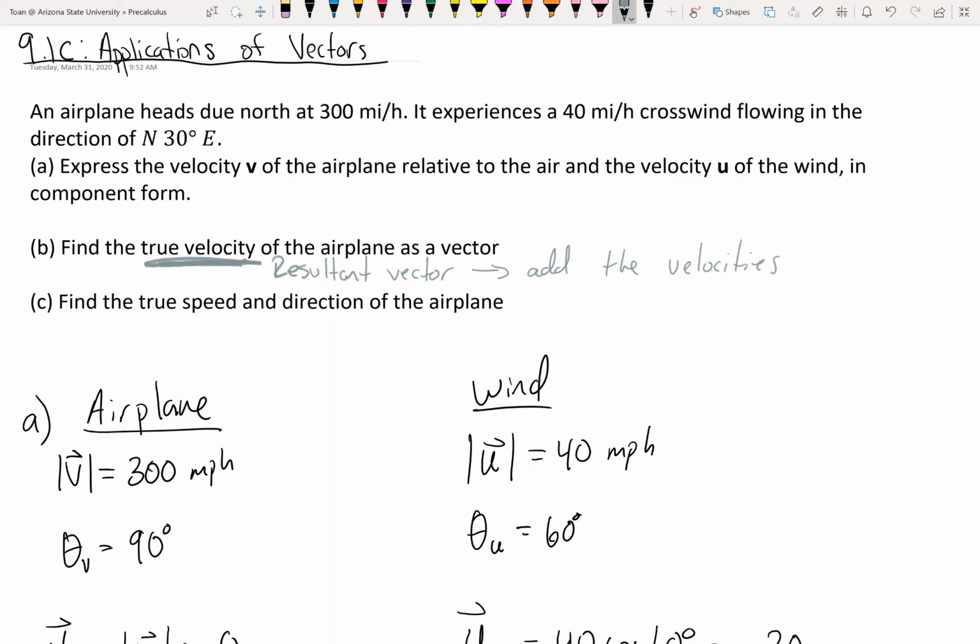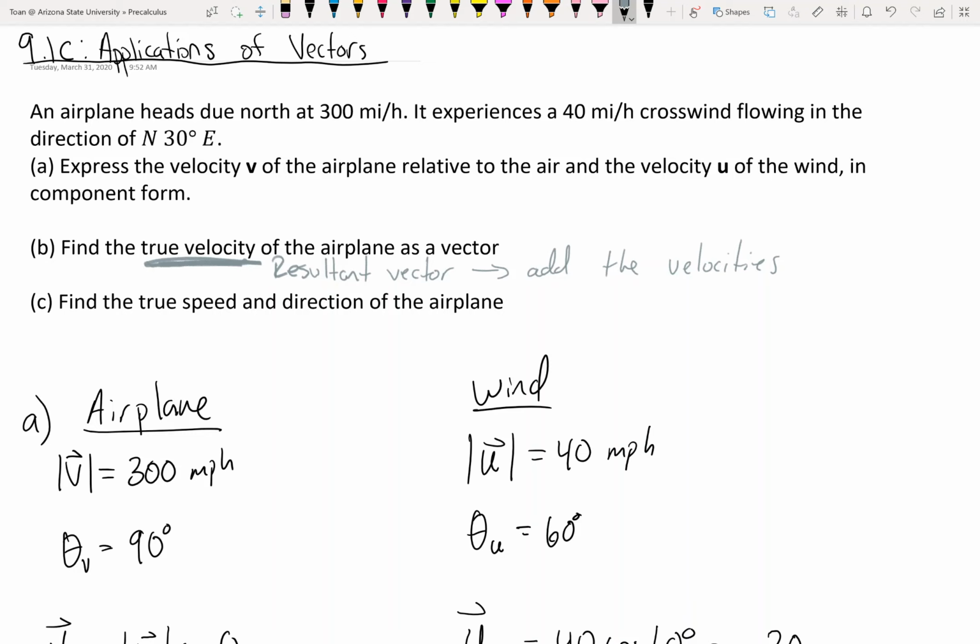So the airplane itself might be going 300 miles per hour due north, but if you were to put this airplane in the crosswind it's expecting, it's not going to end up flying 300 miles per hour due north. The speedometer might read 300 miles per hour due north, but the wind is actually going to affect the overall velocity.